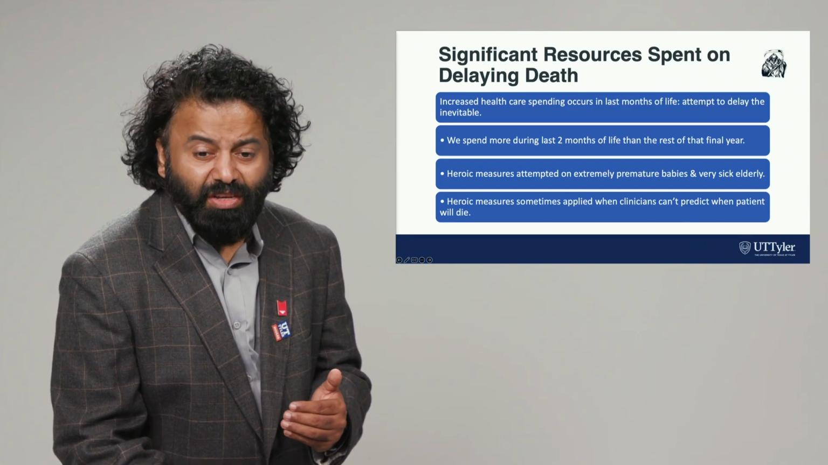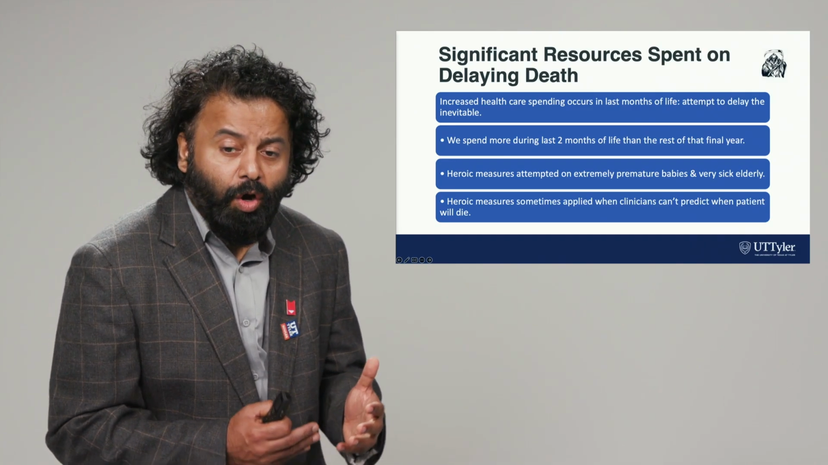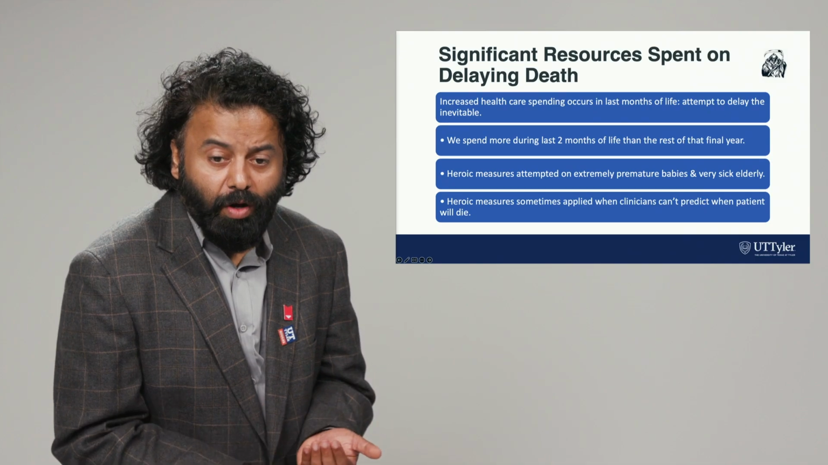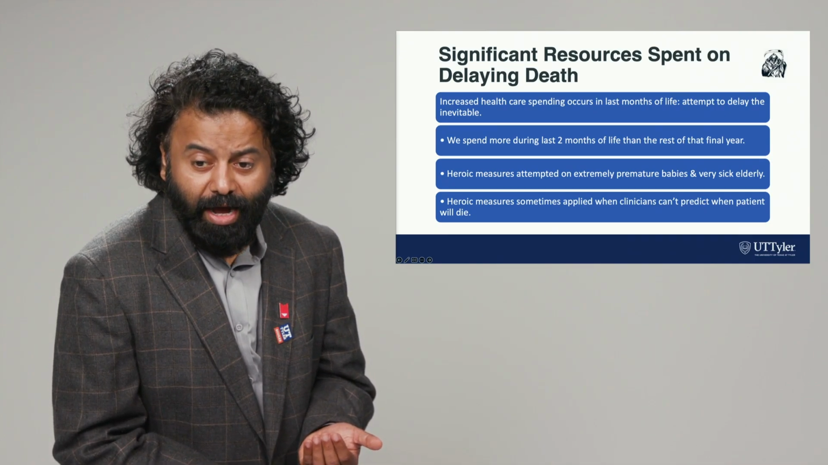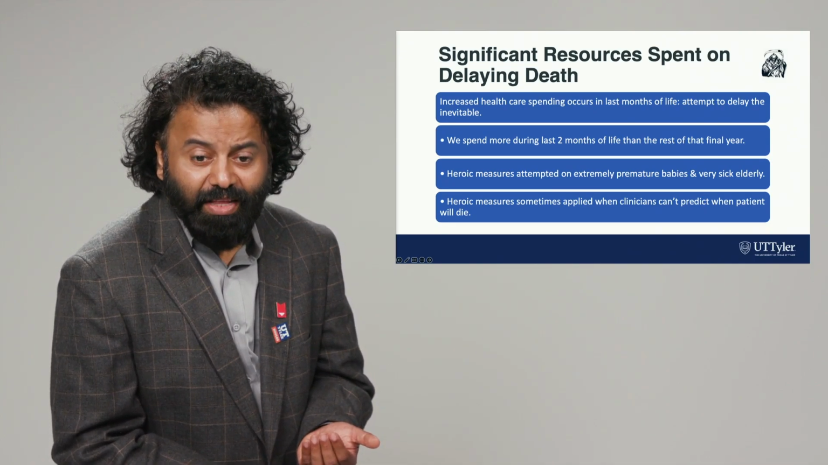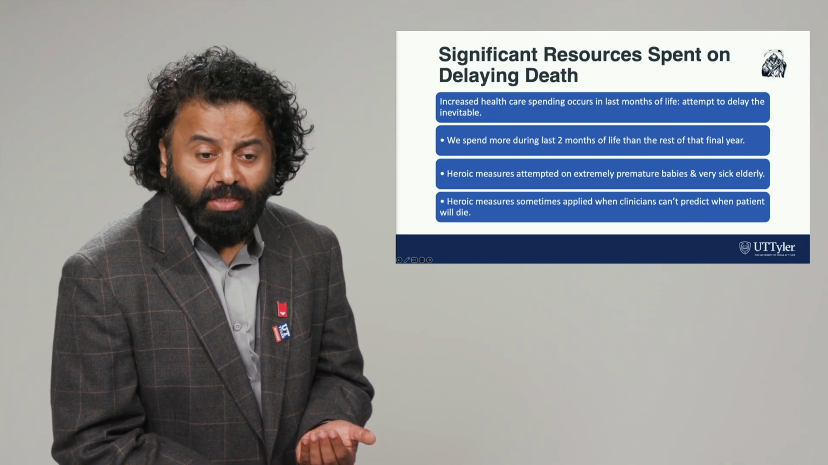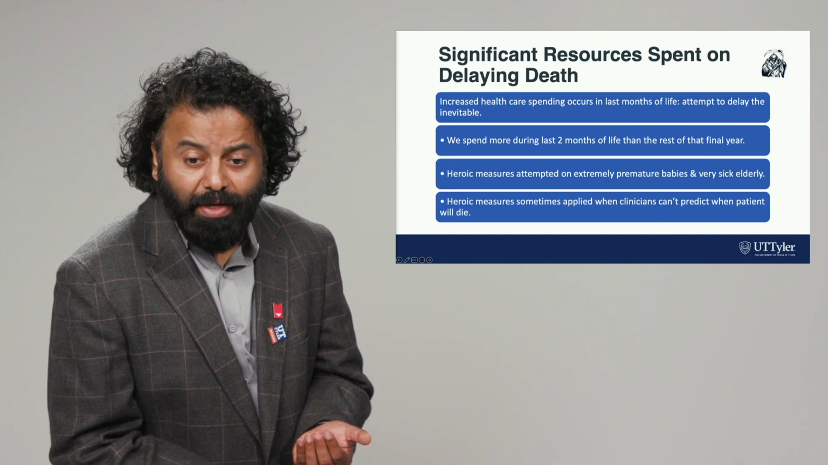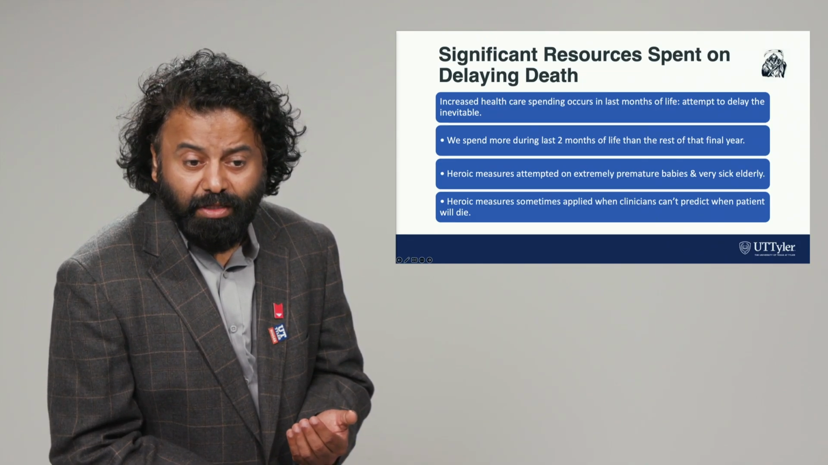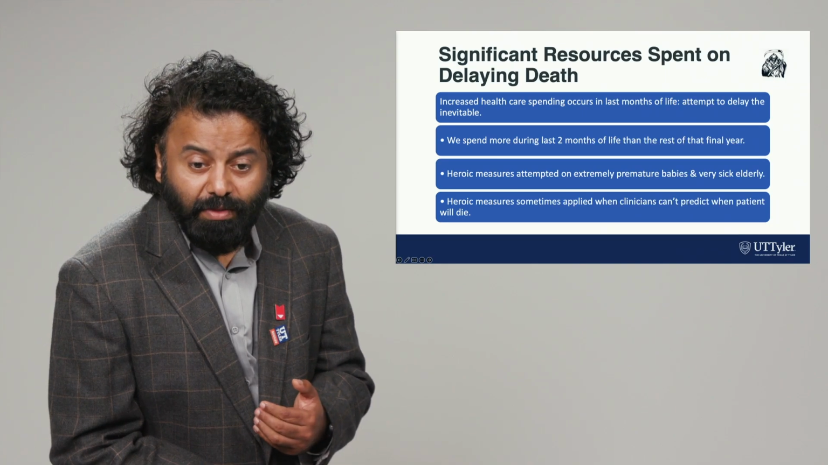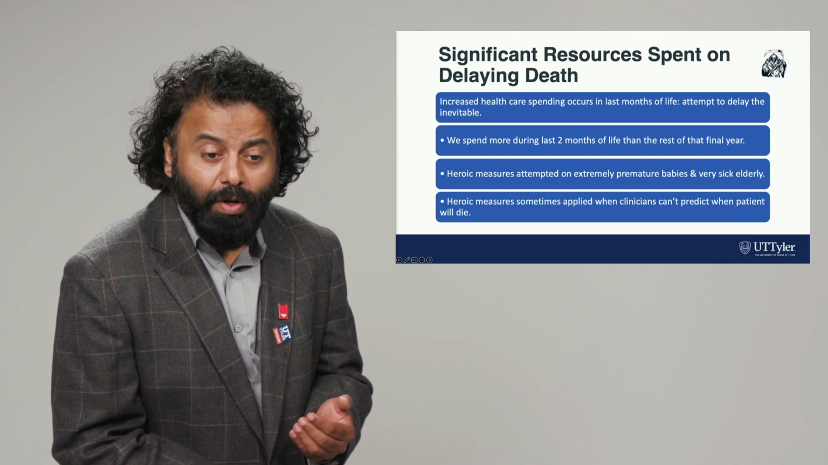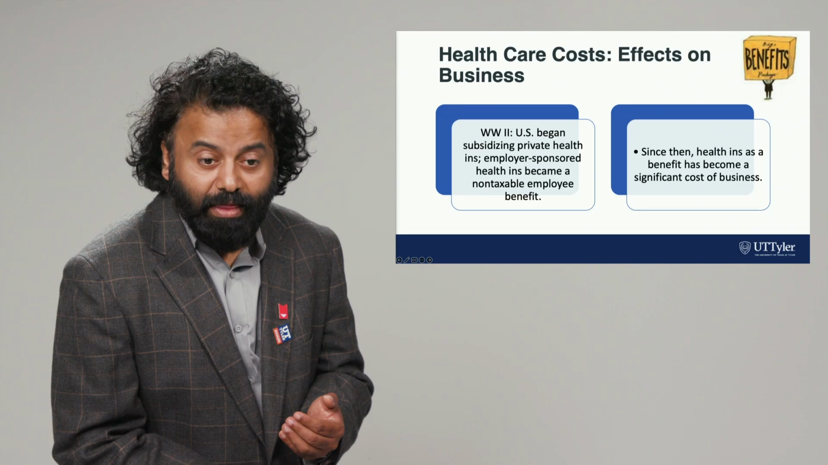Studies show that much of the rise in healthcare spending occurs in the last months of life, aiming to prolong life. Spending is notably higher in the last 2 months of a person's life than the rest of the year. Heroic measures like operating on extremely premature babies or very sick elderly are attempted despite uncertain outcomes. Clinicians resort to such measures due to unpredictability of a patient's death.